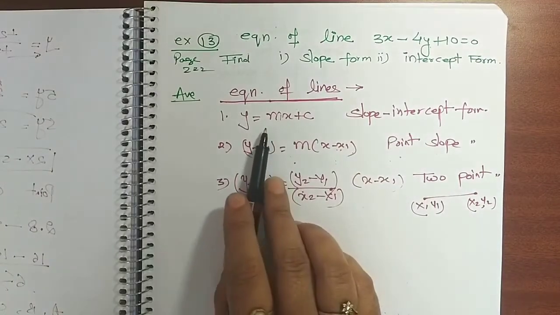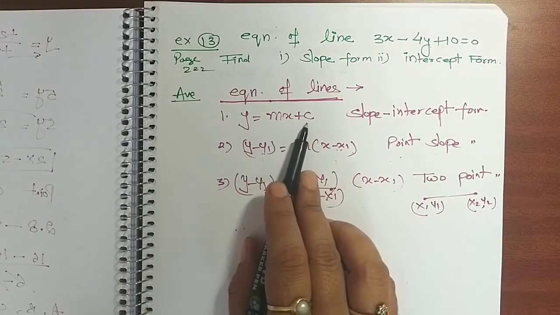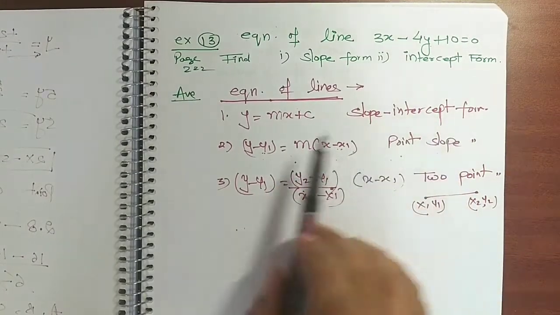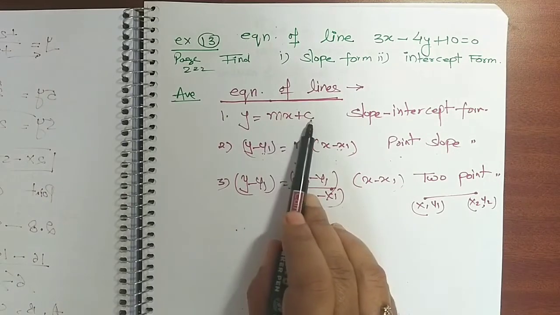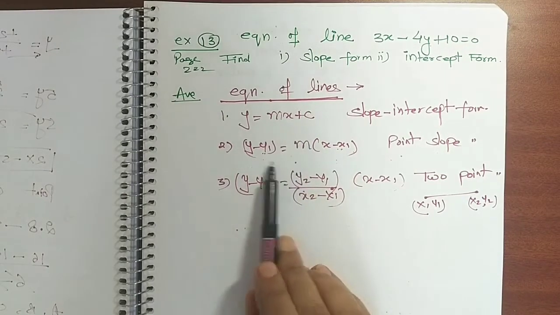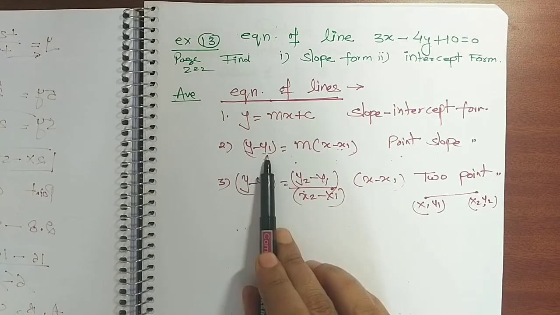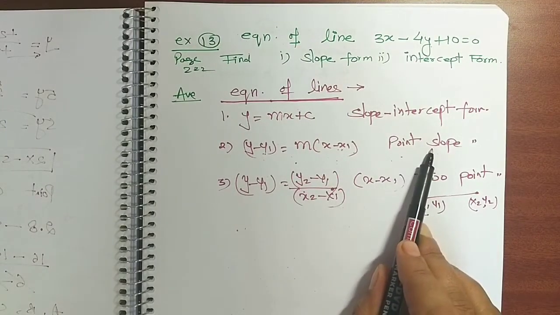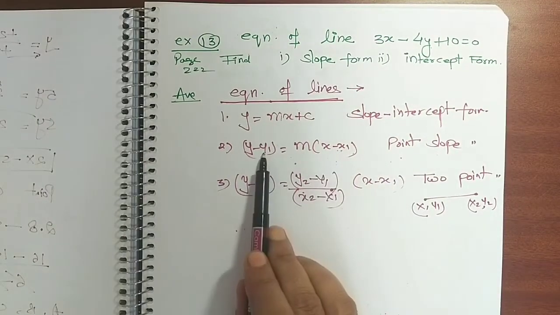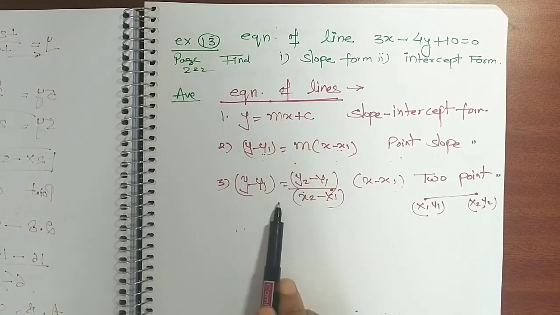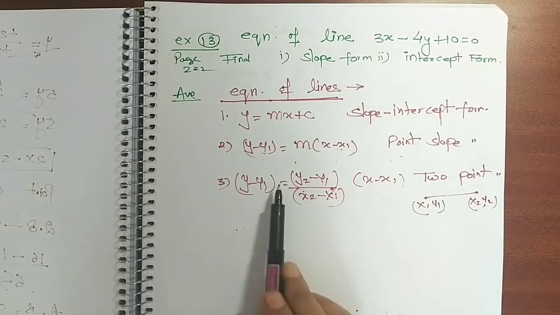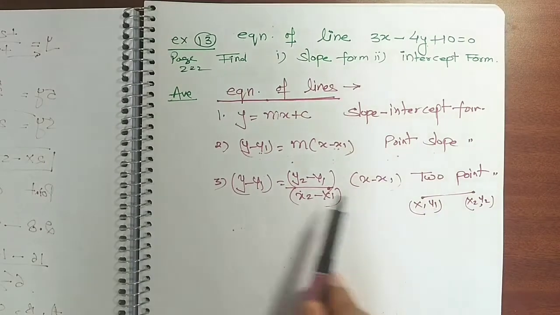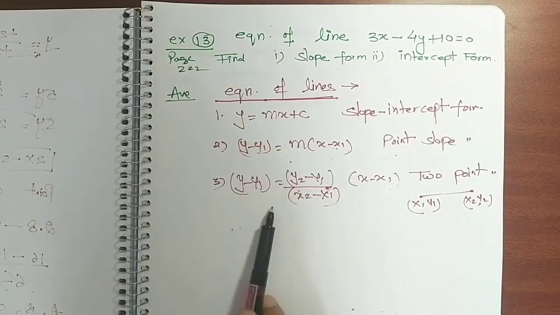The first type of equation of line is y is equal to mx plus c. This is called slope intercept form. Means we should know slope m and we should know c, which is intercept. Second form is y minus y1 is equal to m into x minus x1, which is called point slope form. One point x1 y1 should be known, slope should be known. Third form is 2-point form. 2-point means x1 y1 and x2 y2 are known. Okay, and we can give the equation like this.